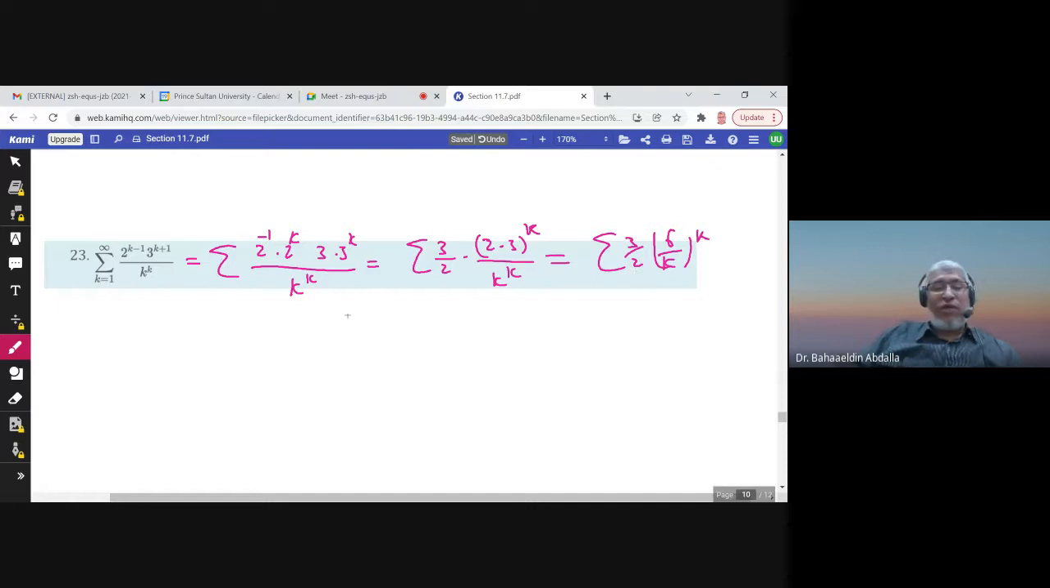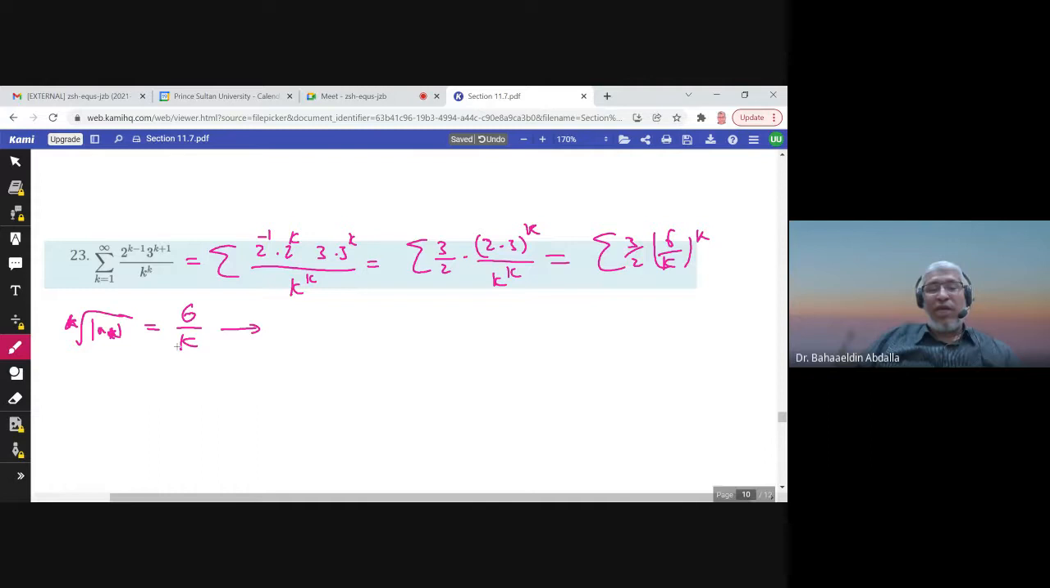And because of this, I can use the nth root. Okay, I use the root test. Let me say a to the power k here. So if I take the kth root of a to the power k, forget about 3 over 2, so I will have 6 over k. Okay, 6 over k. The k will be removed. I'll have 6 over k.